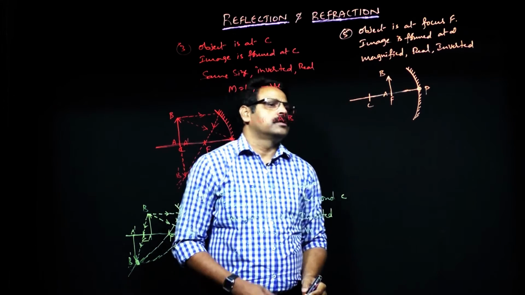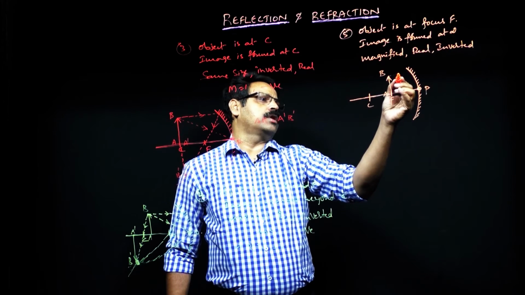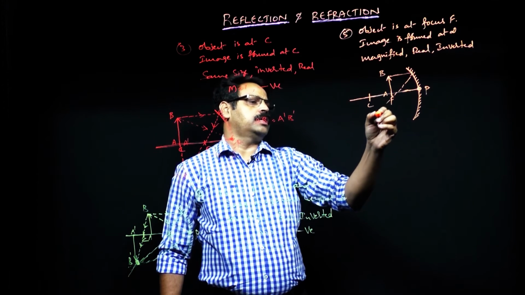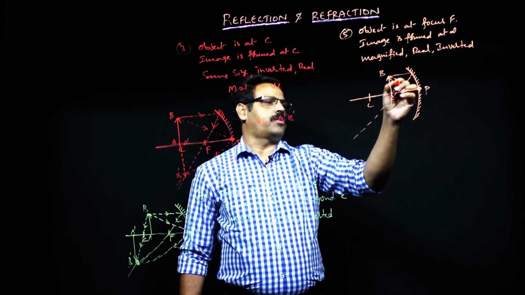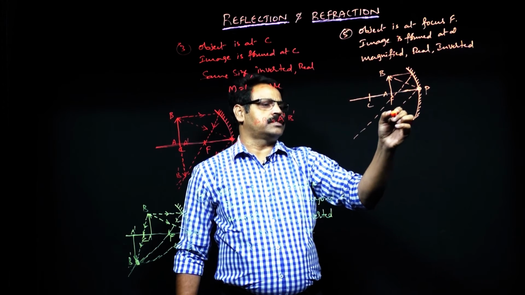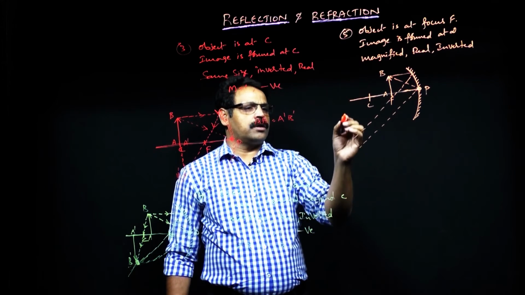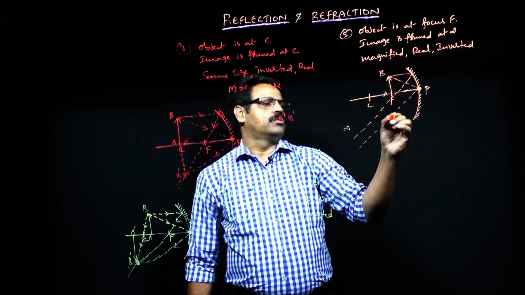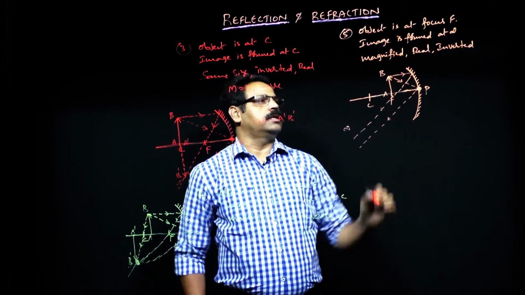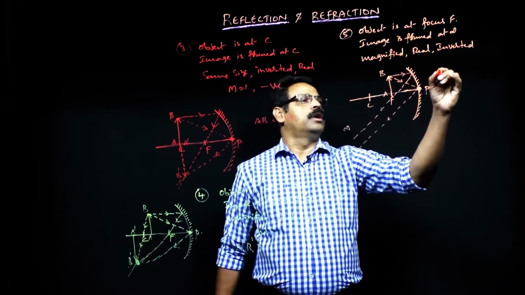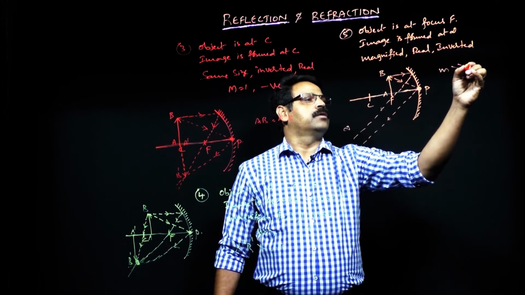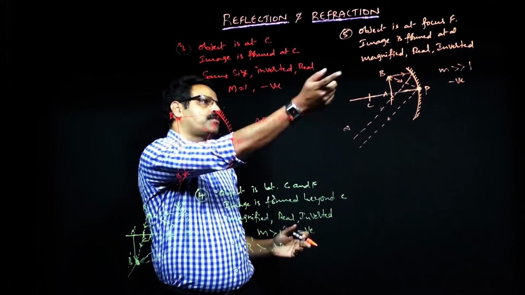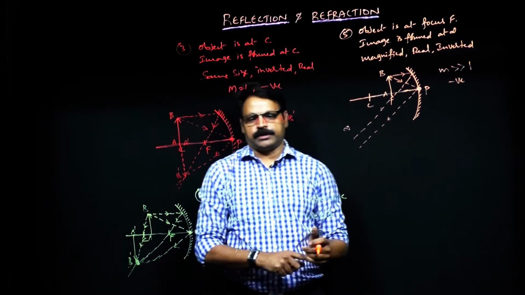Now what happens? Whenever the ray is falling over here, it is just going through the focus only, and when it is falling over here, it is moving with the same angle, and here these two are not meeting. That means the image is formed at infinity. So it is magnified and the image is formed at infinity. So M is far greater than 1 and negative again. So this is how the image is formed in case the object is at focus.